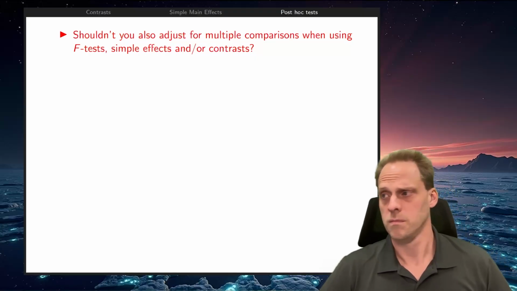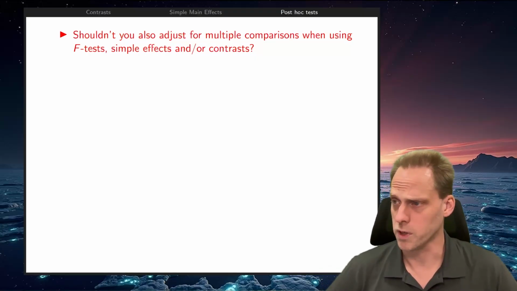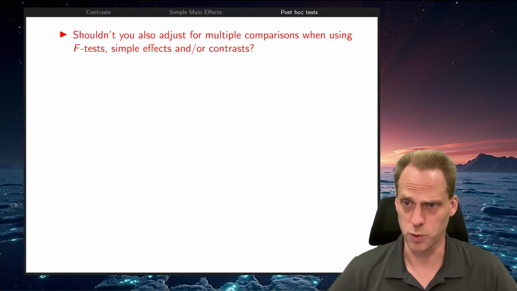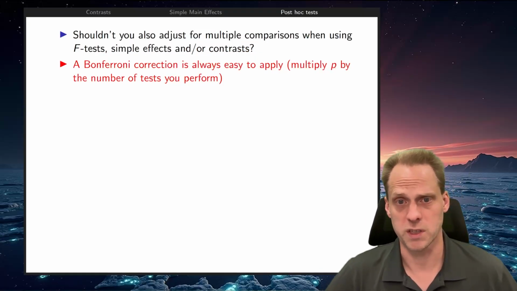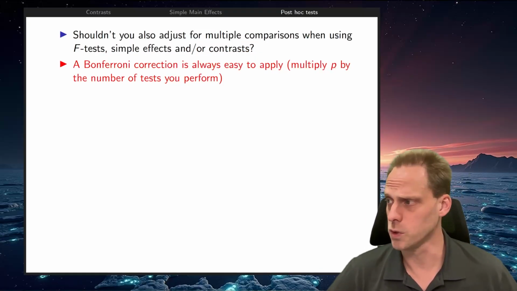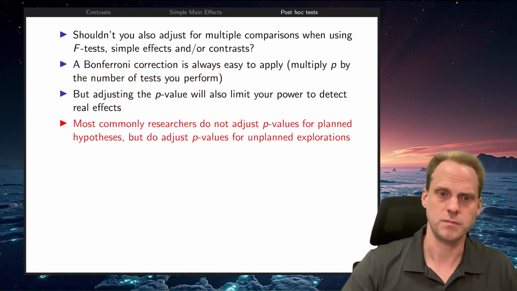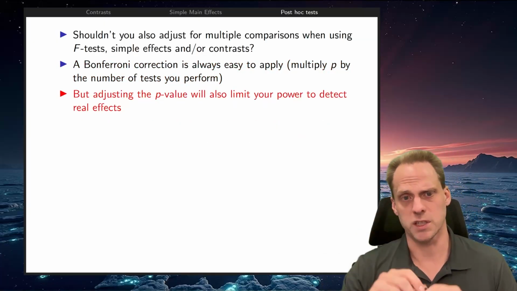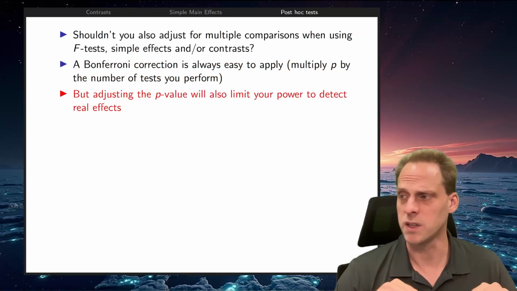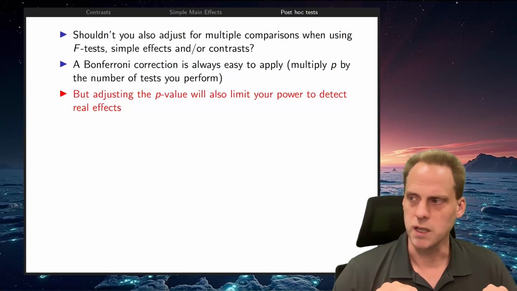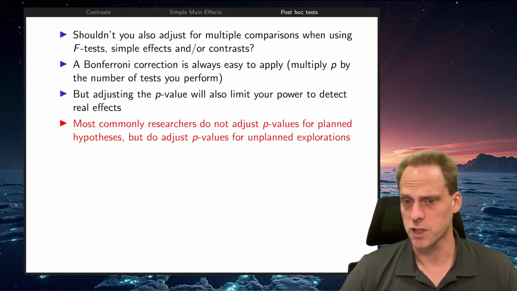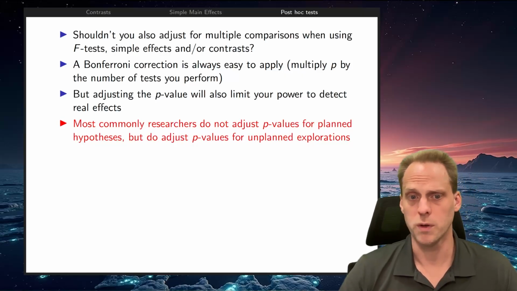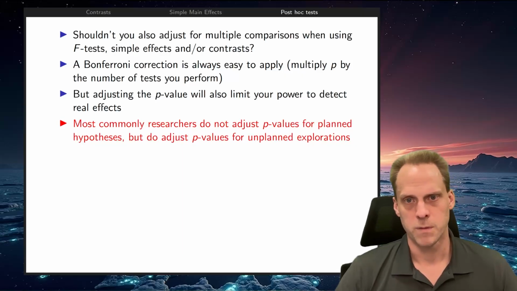All right. Now, some more follow-up questions. Shouldn't you also adjust for multiple comparisons when using F-tests, simple effects, or contrasts? A Bonferroni correction is always easy to apply, so you could do it if you want. But if you adjust the p-value, you also limit your power to detect real effects. So ideally you don't. And most commonly, researchers do not adjust p-values for planned hypotheses, but they do adjust p-values for unplanned hypotheses, explorations.